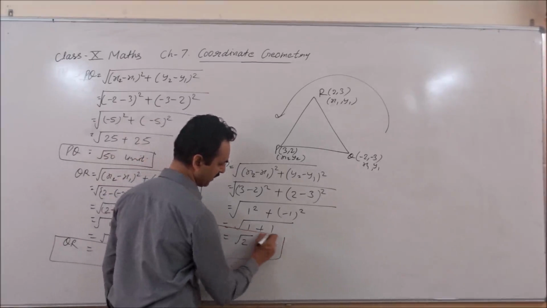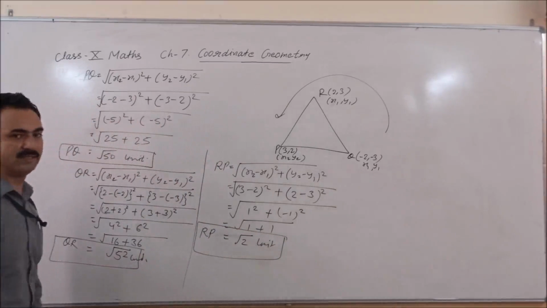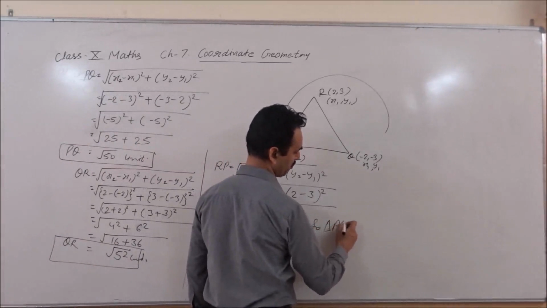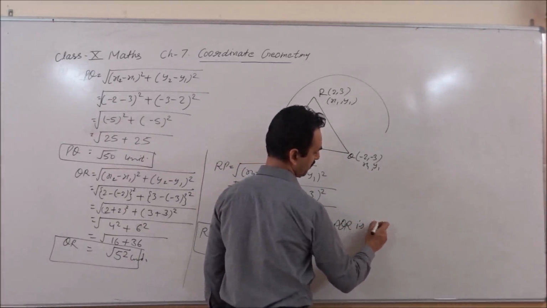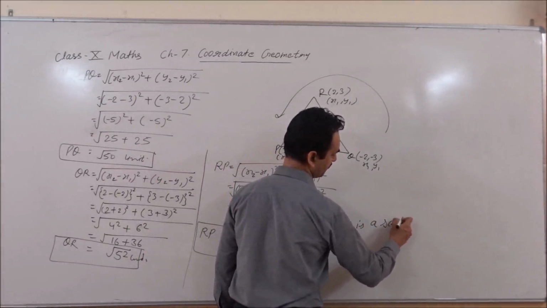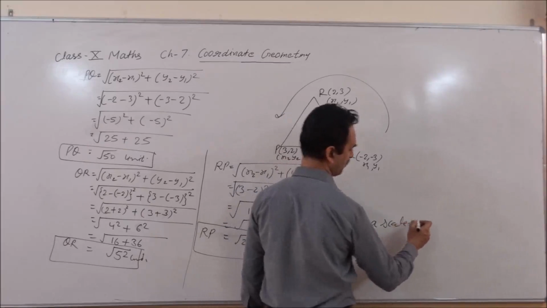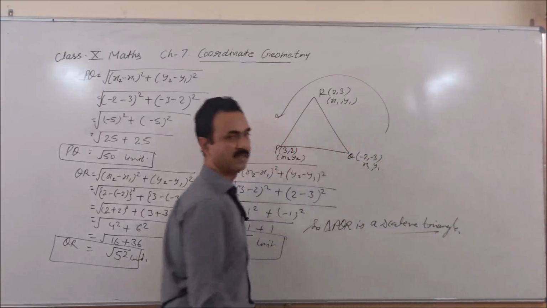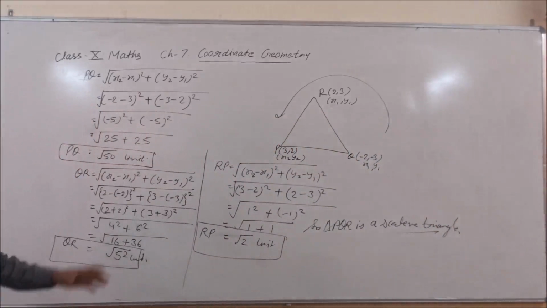So you can see here all three sides are different, so it is a scalene triangle. We can write that triangle PQR is a scalene triangle. Right? So you understand how to solve this problem.